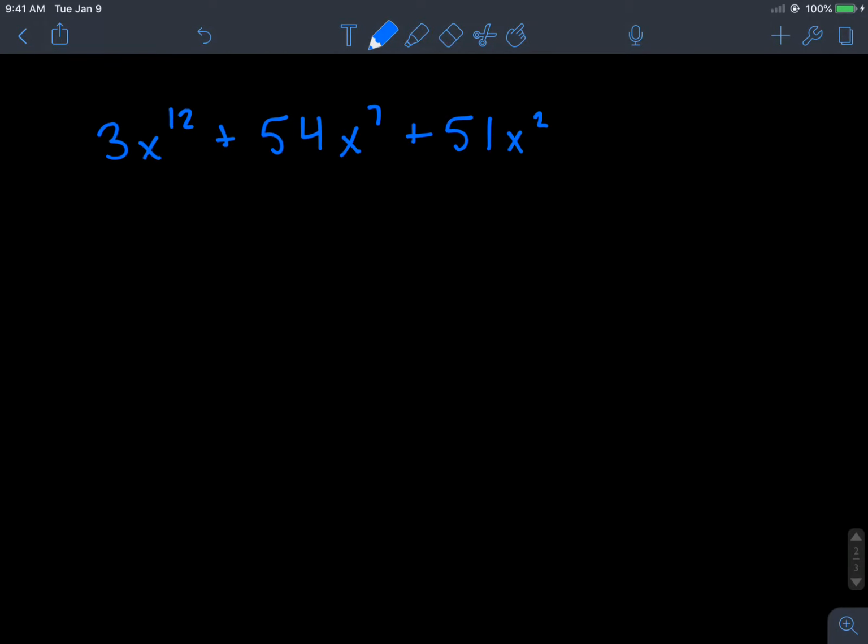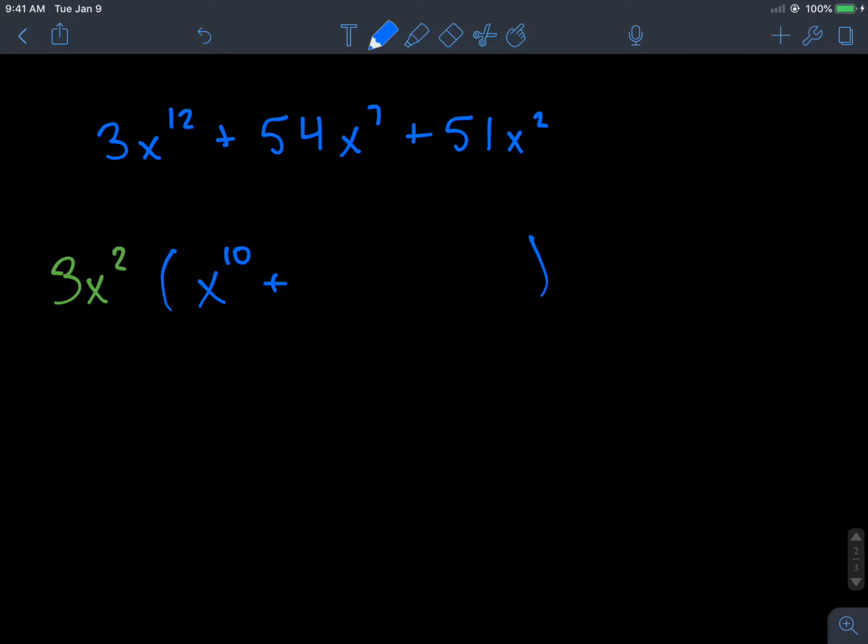Maybe we don't see a pattern here yet, but remember, what have we said is the first thing we should always look for? Greatest common factor. Okay, so is there a greatest common factor? Is there anything that goes into all three of those terms? 3x to the 12th plus 54x to the 7th plus 51x squared. 3x squared is in each of those terms. We can factor out a 3x squared, and that's going to give us x to the, take out 2 x's from x to the 12th, and that's x to the 10th. Remember that when we divide something out, we subtract.